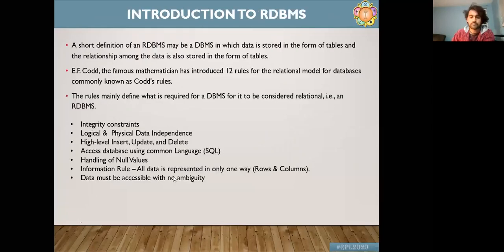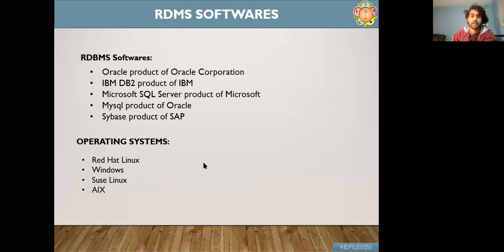So yeah, that's about the data ambiguity, which basically means data duplicates within the table. And moving on to RDBMS softwares. Like I said, RDBMS is a relational database management system. So when is a database called an RDBMS software? When it satisfies E.F. Codd's rules. There are like 12 rules, and if any database satisfies maybe more than 7 or 8 rules, it is called RDBMS software.